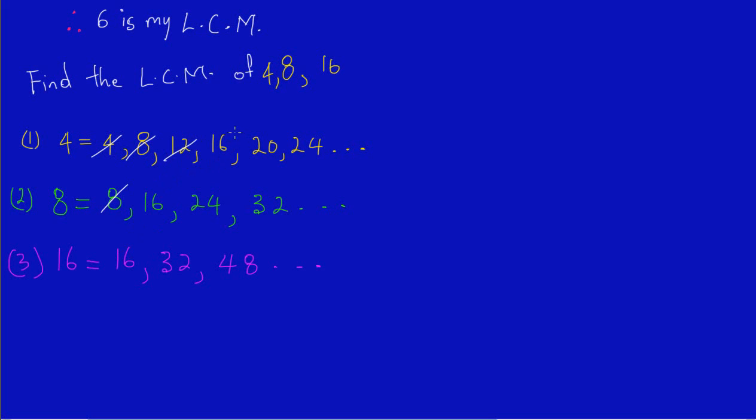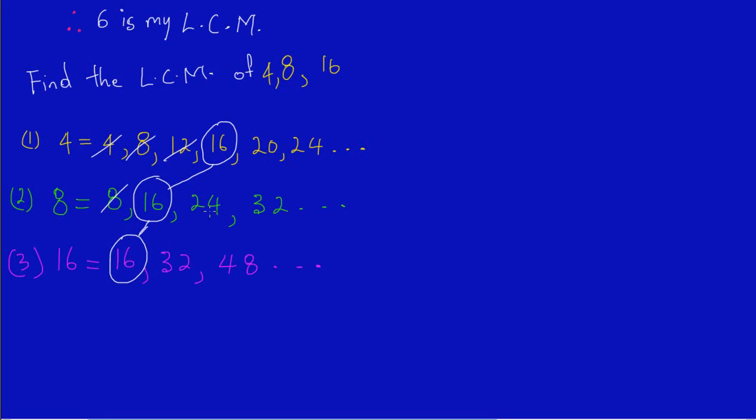Okay, but here I have a 16. I have a 16 here, and I have a 16 here and another 16 there, so I'm going to circle the 16. Okay, so I have one there, another one there, and another one here. So if you notice, 16 is in all three listings.